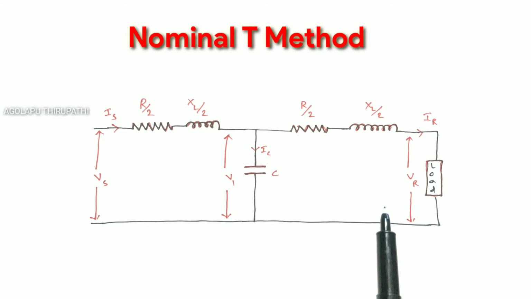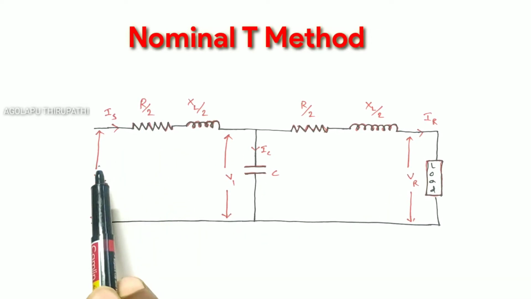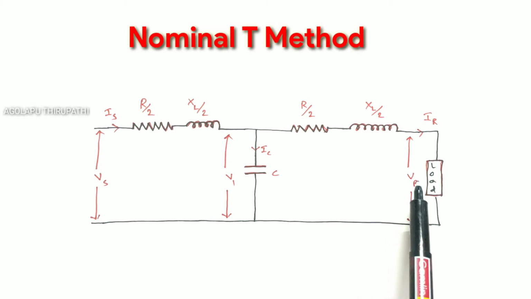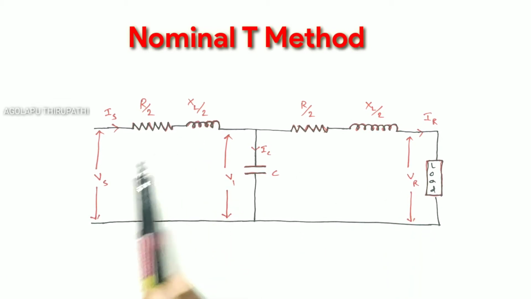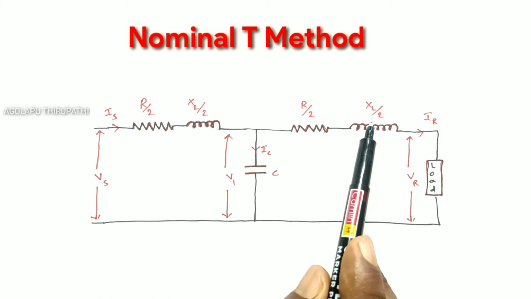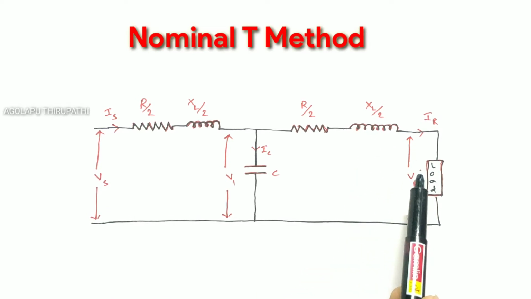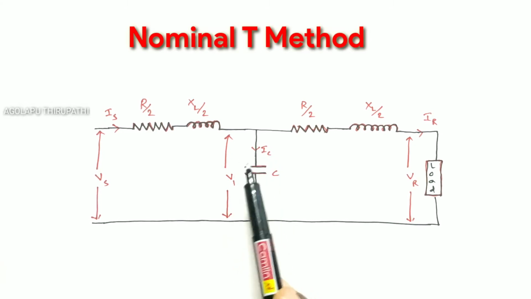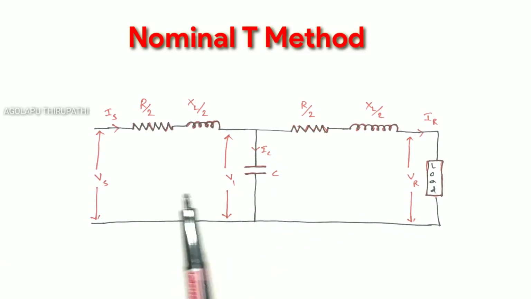You can see it in the circuit. Half of the resistance is lumped at the sending end side, half of the resistance is lumped at the receiving end side. Similarly, half of the reactance is lumped at the sending end side, half of the reactance is lumped at the receiving end side, and total capacitance is assumed to be at the middle of the transmission line. So this is the equivalent circuit for the nominal T method.